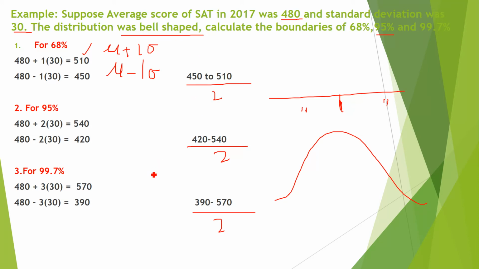So in the empirical rule, you will get a more accurate answer compared to the Chebyshev theorem, because in the Chebyshev theorem, data is not distributed in the bell shape. It applies to any kind of shape. So you have learned the empirical rule in this lesson.